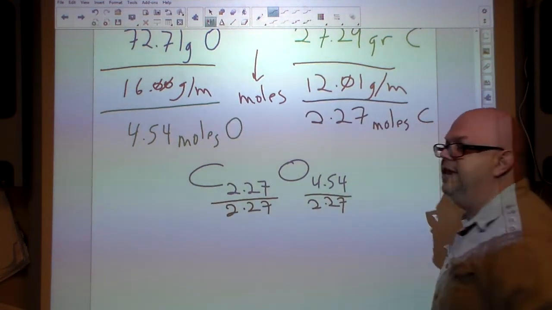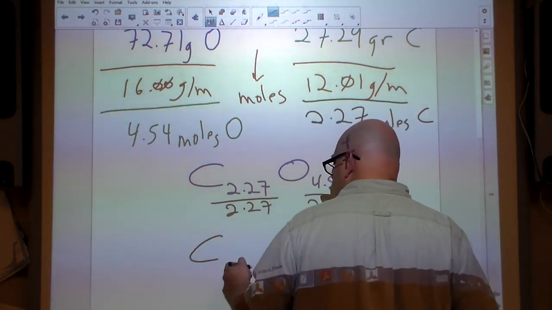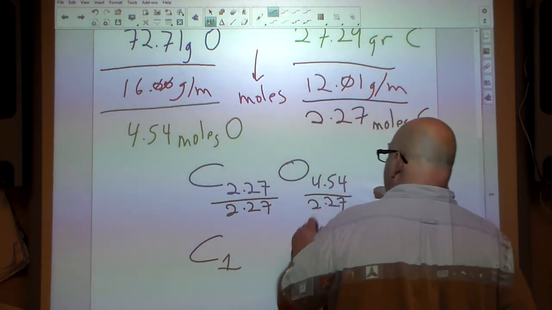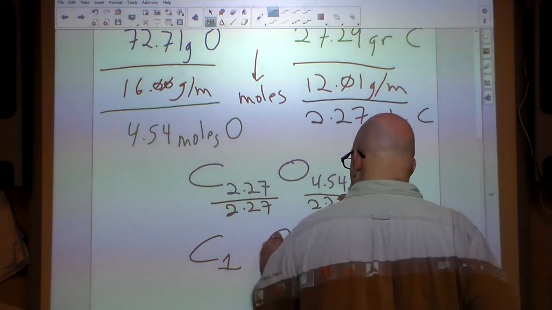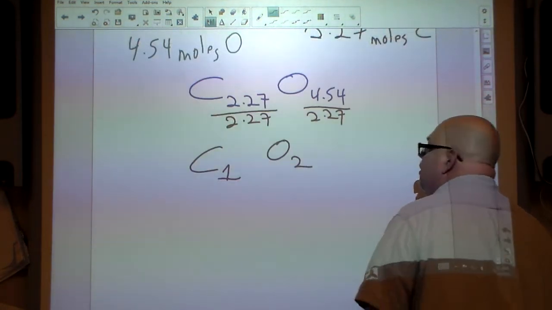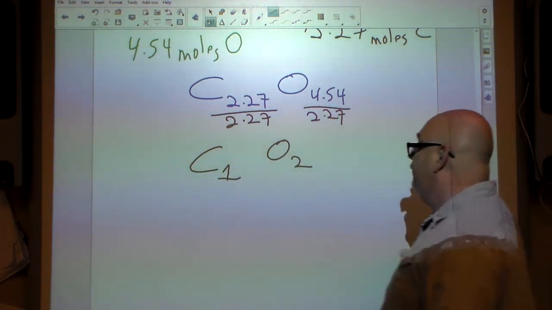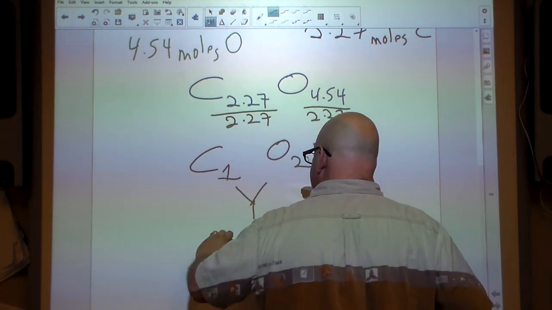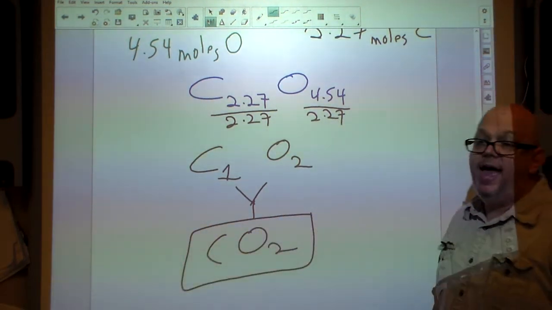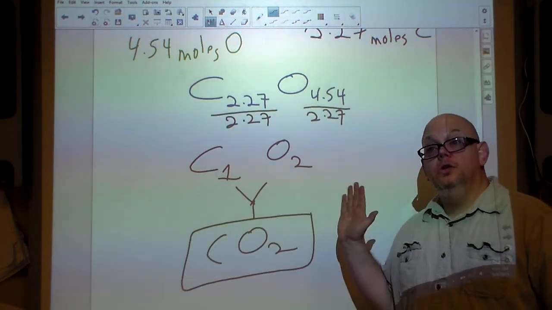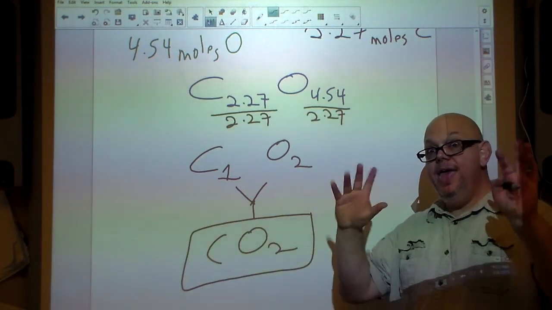We're going to reduce it so that it's going to be 1 carbon. So 2.27 over 2.27 gives us 1 carbon. Here 4.54 divided by 2.27 gets us a 2. So that now we've got this. So our final answer, ladies and gentlemen, is CO2. And that, ladies and gentlemen, is in fact our empirical formula. This is it. This is the answer. Yay!